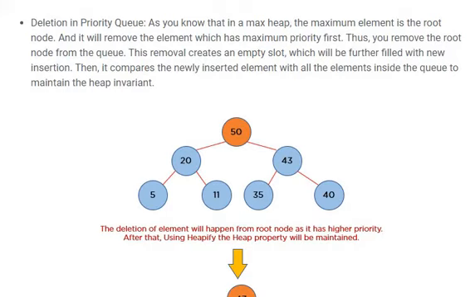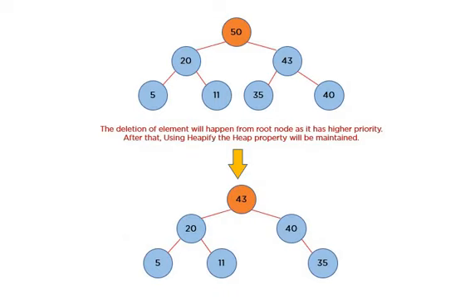And deletion in priority queue. The deletion of the element will happen from root node, as it is having the higher priority. So once 50 is deleted, we need to heapify.